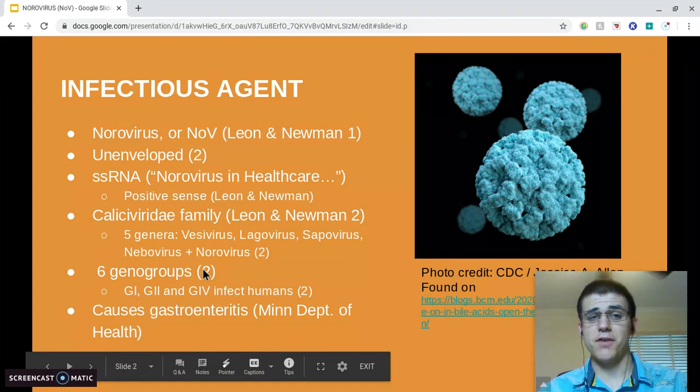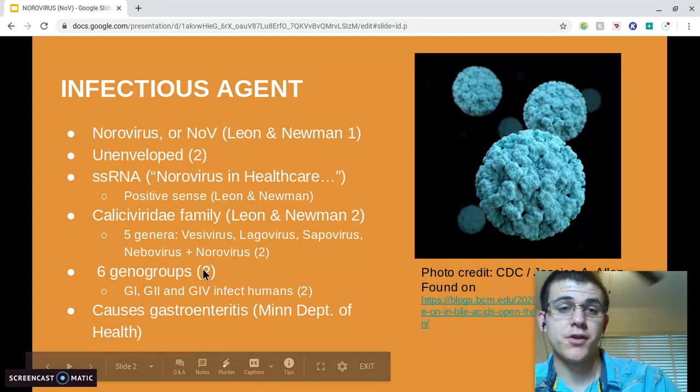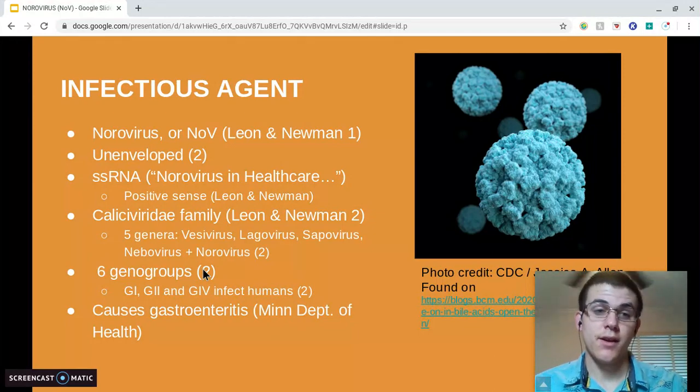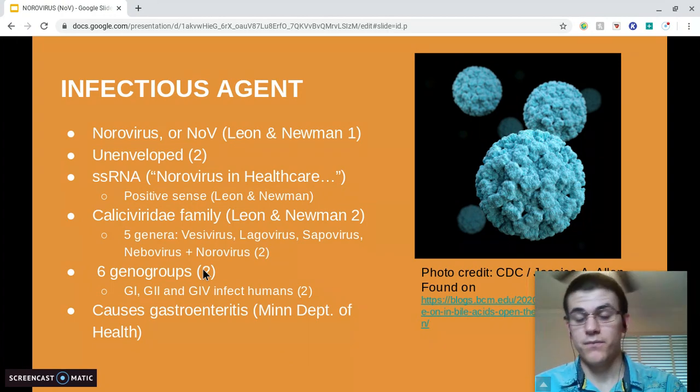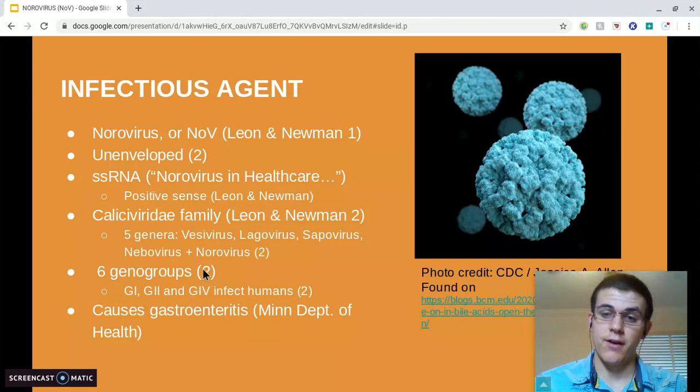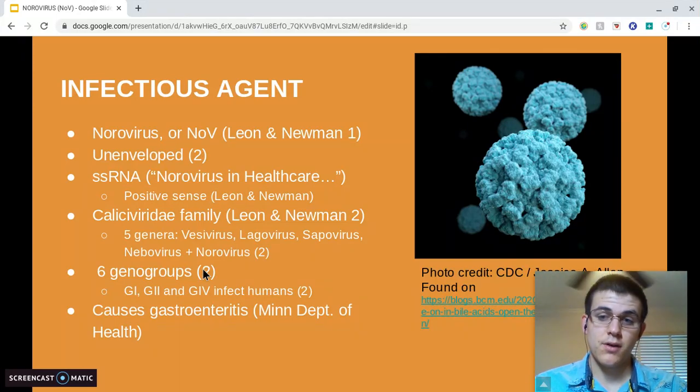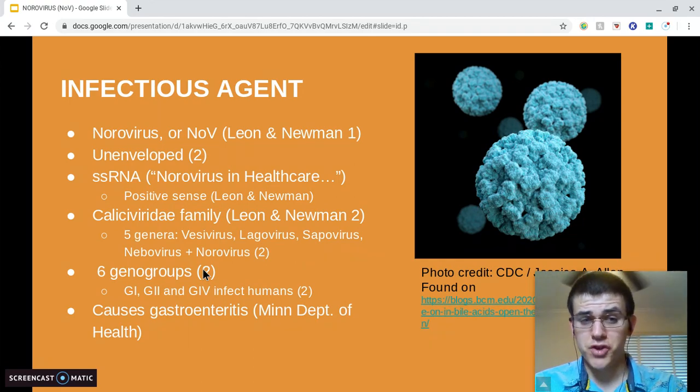So the infectious agent for norovirus is going to be norovirus, or NOV. It's an unenveloped, positive-sense single-strand RNA virus from the Caliciviridae family, if I read that right. There are five genera of this family, including vesivirus, sapovirus, lagovirus, and nebovirus. And there are six known genogroups. There might be a seventh one.